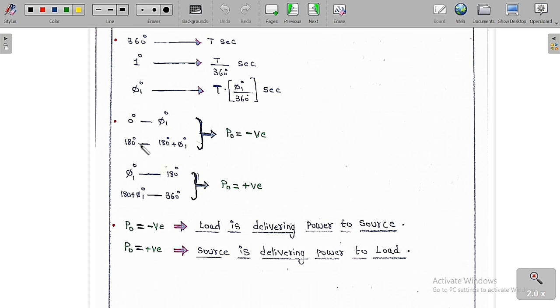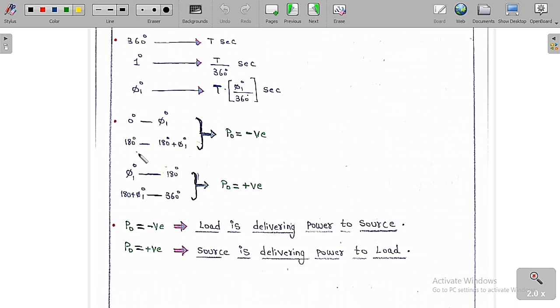You can see clearly the output power is positive when the voltage and current are both positive or both negative. From 0 degree to phi 1 degree, voltage is positive and the current is negative. If you do the product, we get power as negative. Similarly from 180 to 180 plus phi 1, voltage is negative and the current is positive, so the product gives negative power.